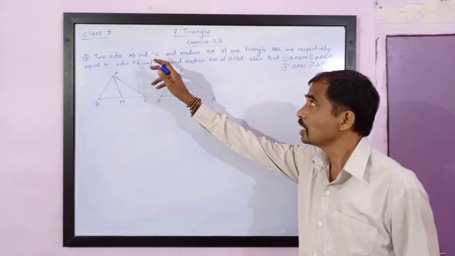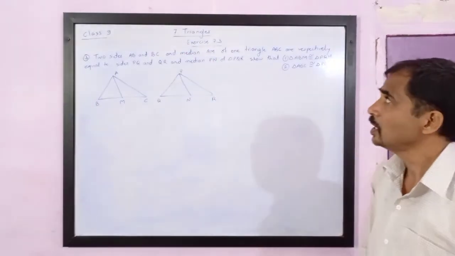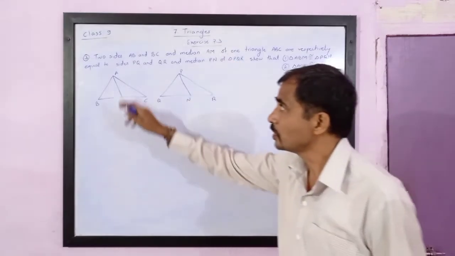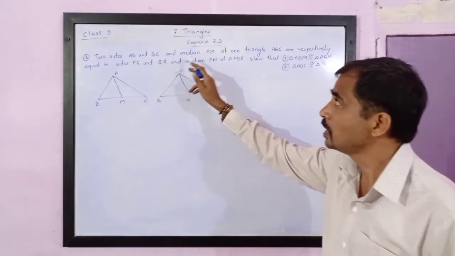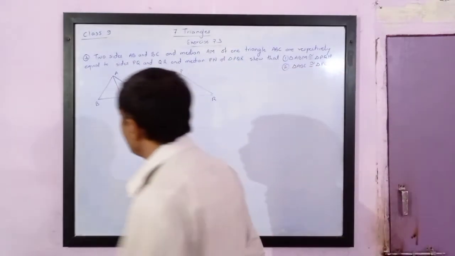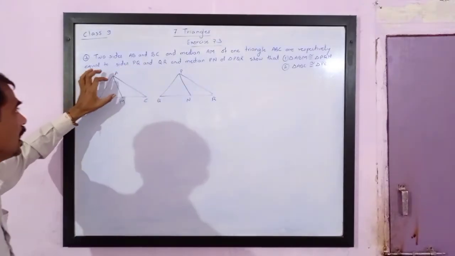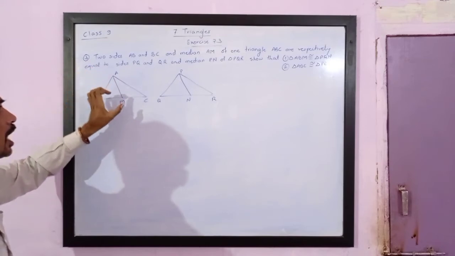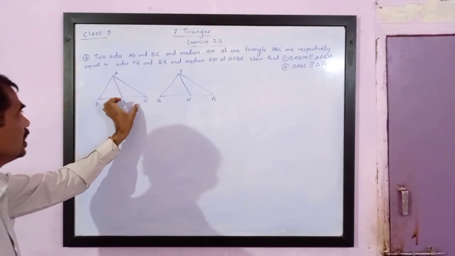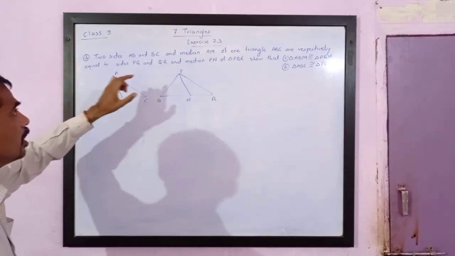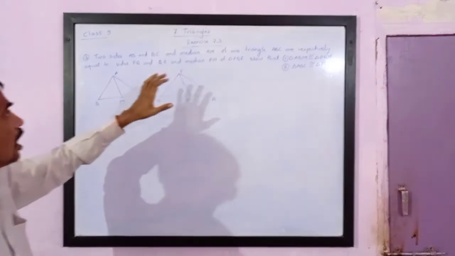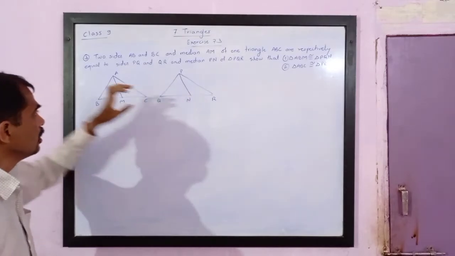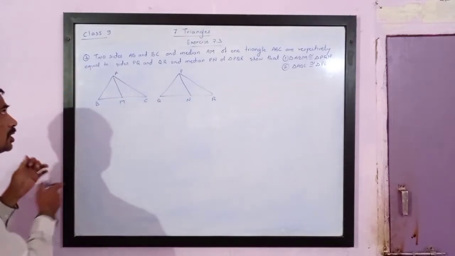Dear friends, in class 9 we are studying 7th chapter, and in 7th chapter we have exercise 7.3 third question. Two sides AB and BC and median AM. So we are given in triangle ABC, AM is a median, and AB and BC and median AM of the triangle ABC are respectively equal to sides PQ, QR. Means AB is equal to PQ. This is given to us.